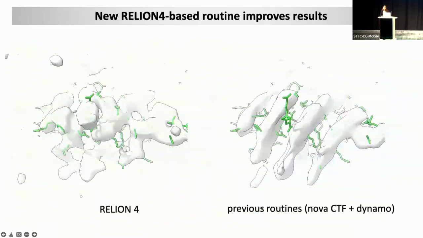Right, and this is also just to show that even the bad parts of the structure, because in our structure we also have flexible parts, somehow with previous routines they were very streaky and anisotropic, whereas with the new routines they are at low resolution, but the density looks a lot better and much more interpretable.